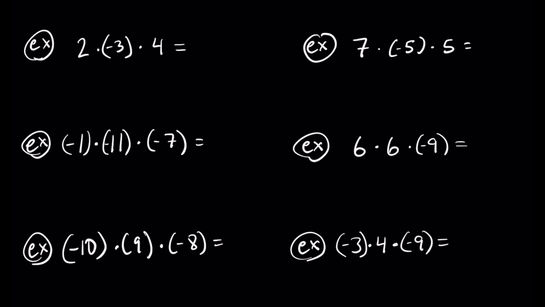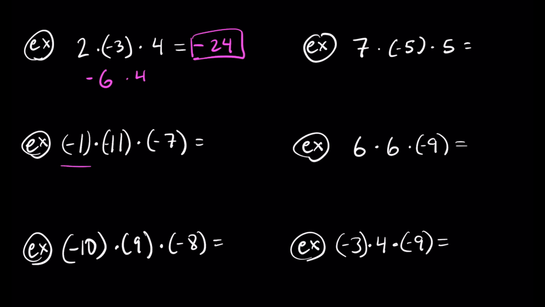2 times negative 3 times 4. Since we have an odd number of negative factors, we're going to have a negative answer. And then we just multiply our numbers. 2 times 3 is 6. And then 6 times 4. Maybe we should just put the negative there. 2 times negative 3 is negative 6. And then we bring down the times 4. And that's going to give us negative 24.